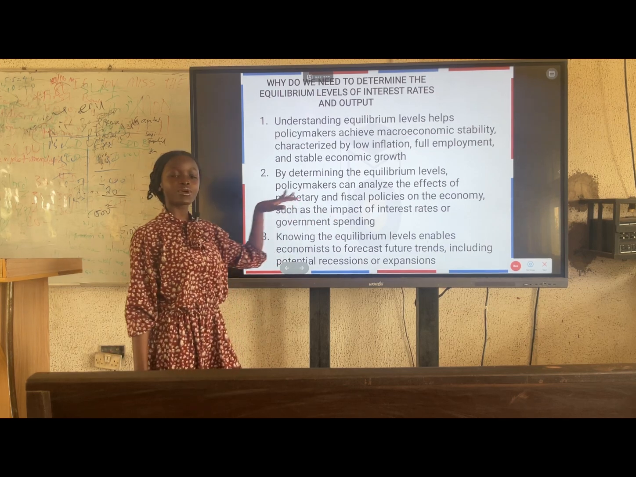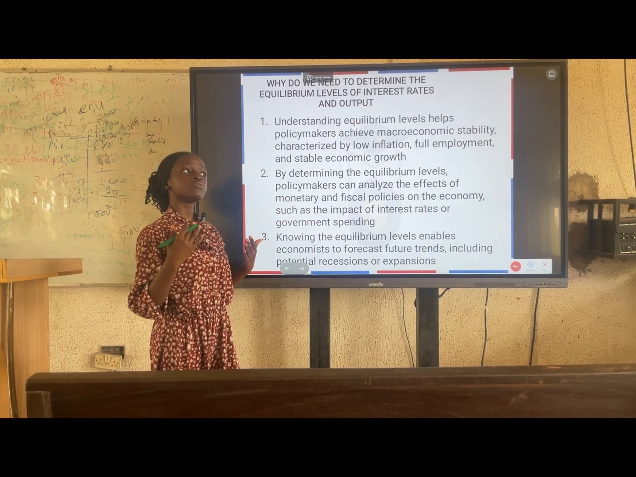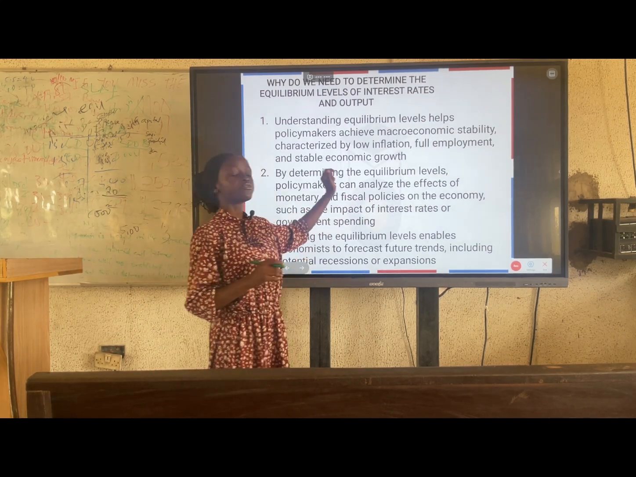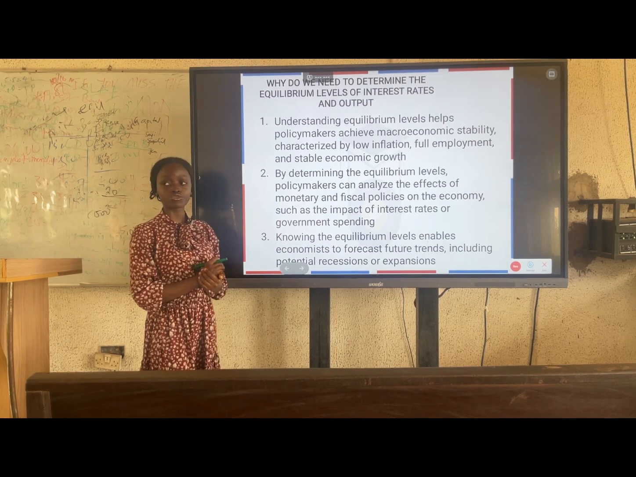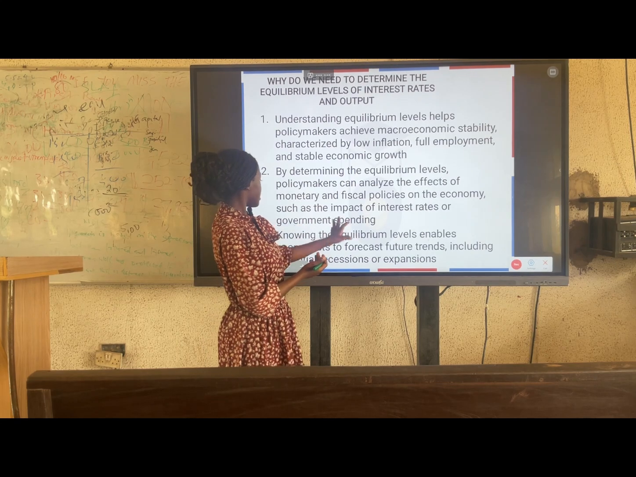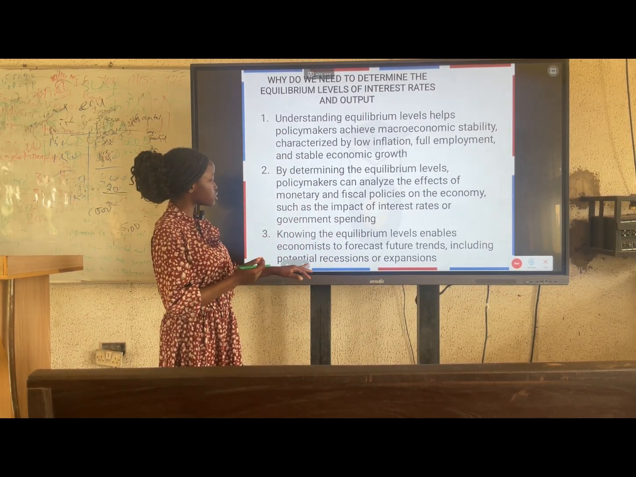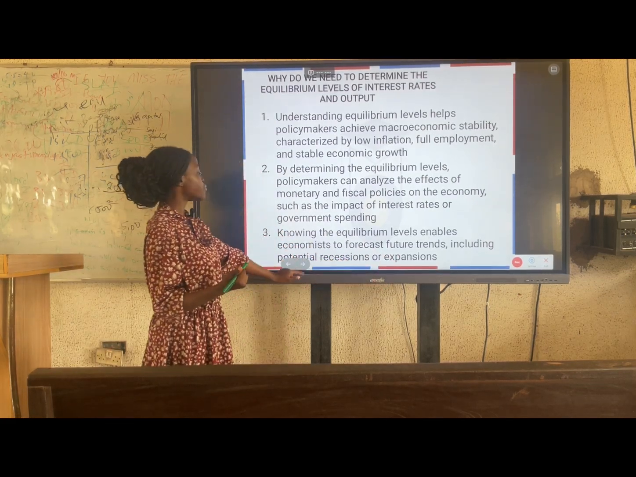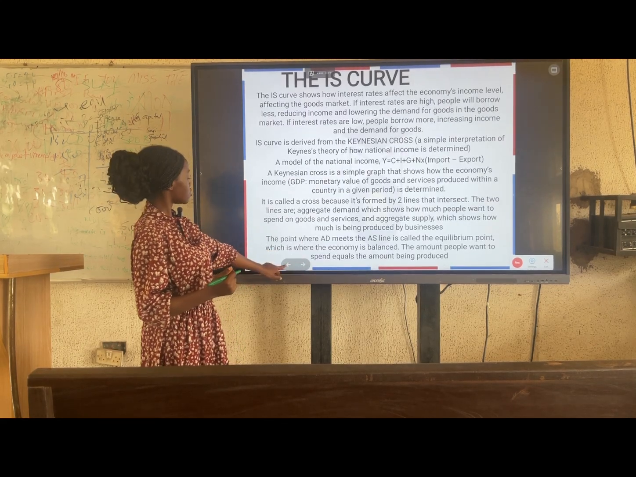Monetary policies are policies laid down by the central bank to control the supply and demand of money in the economy. Then fiscal policies. Fiscal policies are policies the government uses to control the level of inflation in the economy. Then we also determine the equilibrium levels of interest and output to enable economists to forecast future trends, including potential recessions or expansions. So we're going to be moving on to the goods market.